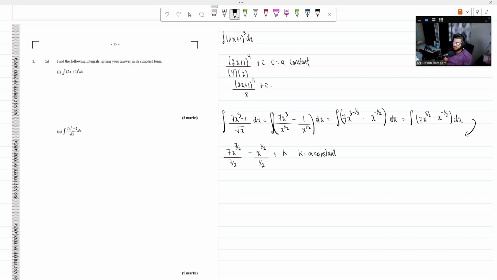Next line, I divide by a fraction. I'll invert and multiply. So I'll be multiplying the numerator by 2 over 7. The 7s cancel. And I'll get 2, and I'm fixing up the x to the 7 over 2. That's going to be the square root of x to the power 7. Take away 2 square root of x plus k.